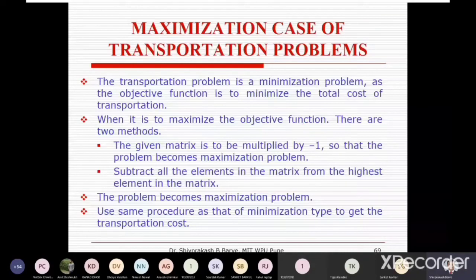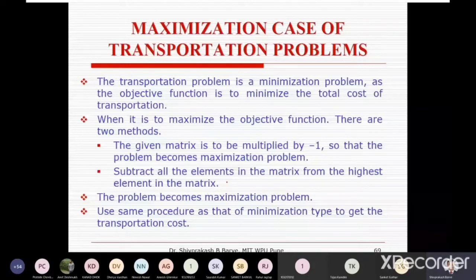Here, in the first method, the given matrix is to be multiplied by -1. That is, for each cost figure or each unit cost in the matrix, multiply by -1. That is, change its sign so that the problem becomes of minimization type. Another method is to subtract all the elements in the matrix from the highest element in the matrix.